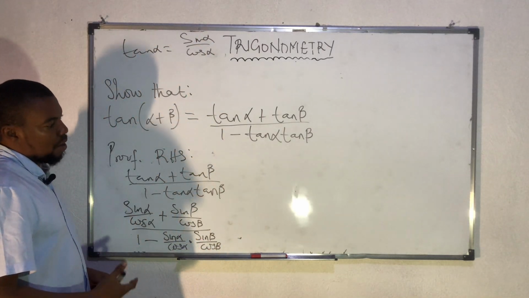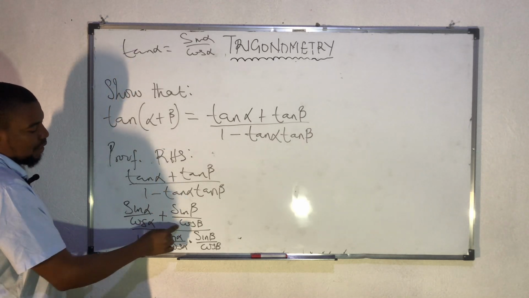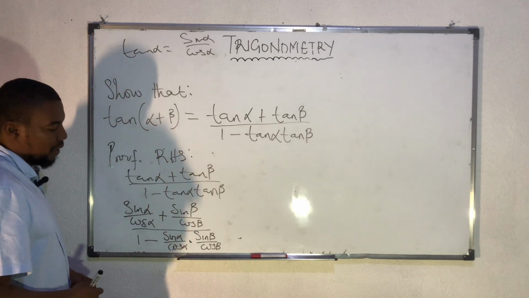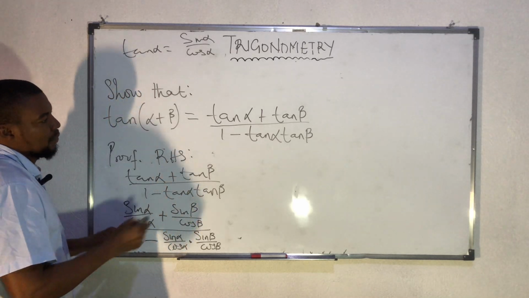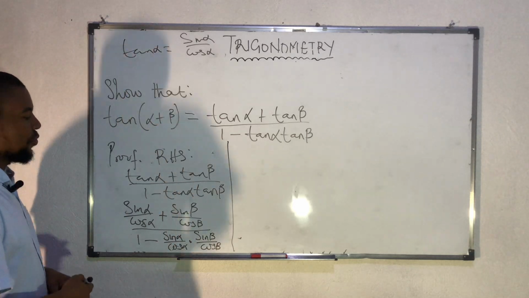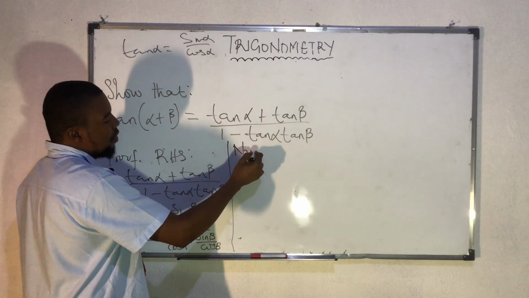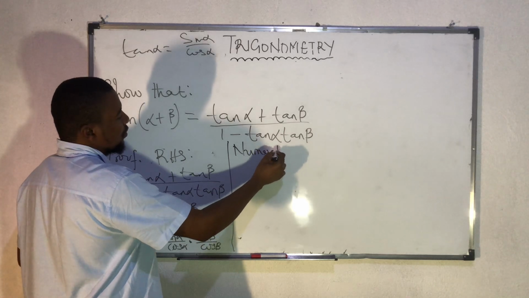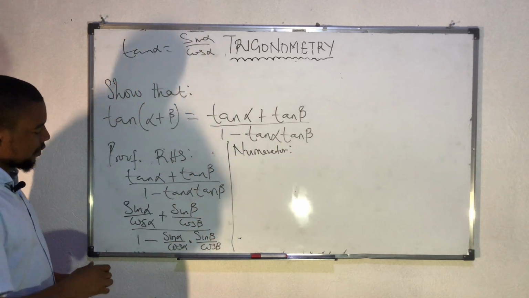Now, our goal is to combine them. They are not the same. Therefore, we can just say, let's pick one denominator and work on them to make the denominators the same. I'm going to draw a line here so that we can continue from here. I'm going to, first of all, work on my numerator. I'll have to solve them separately for simplicity's sake.